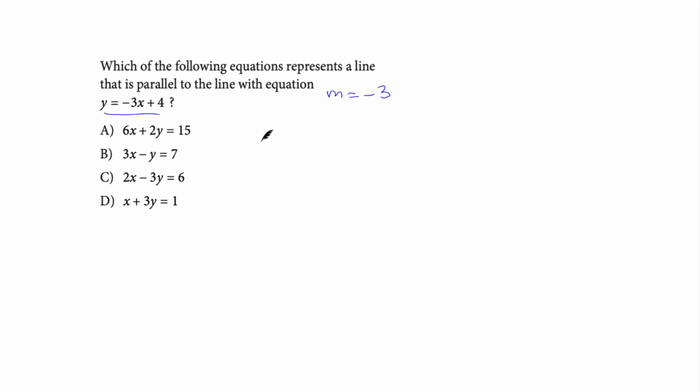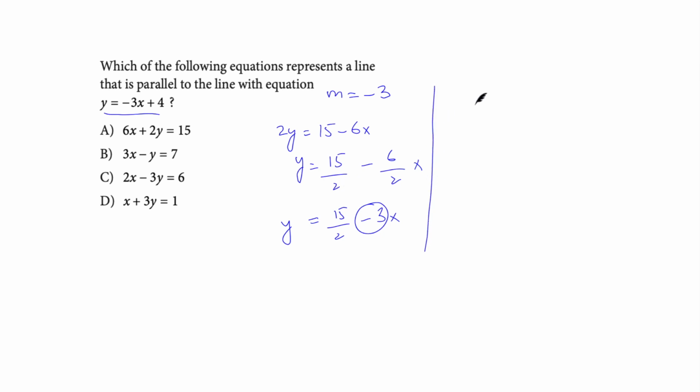Let's have a look at these lines. So we have 6x plus 2y equals 15. Now you need to rearrange it in the slope-intercept form. So if I rearrange it, I will get 2y equals 15 minus 6x, and y equals 15 over 2 minus 6 over 2 x, which is 15 over 2 minus 3x. I have the gradient. The gradient is minus 3. You don't even need to look at any other option. But if you want, please go ahead.